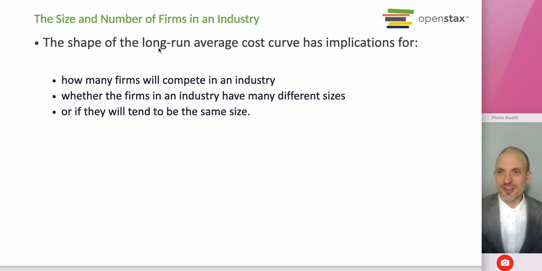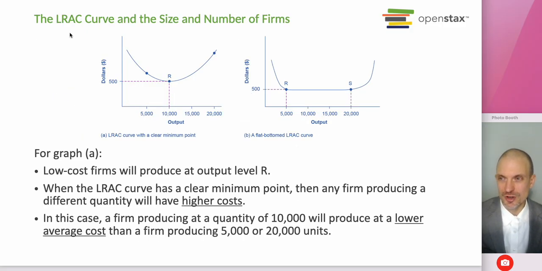Okay, size and number of firms in the industry. The shape of the long-run average cost curve has implications for how many firms can compete, whether the firms in the industry have many sizes, or whether they tend to be the same size. Best way to see that is with their graphical example. So here's the long-run average cost curve and the size of the number of firms. If we have this nice U-shaped long-run average cost curve, then at the efficient scale, we'll have basically one type of firm. They produce 1,000 units of output.